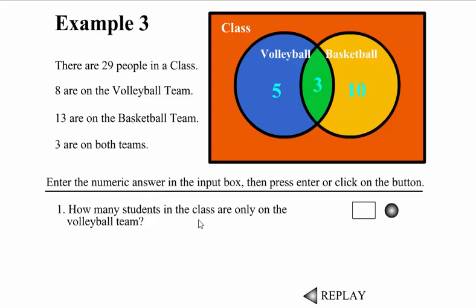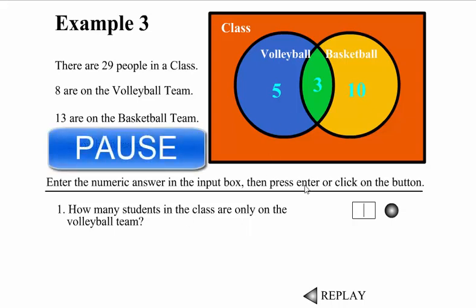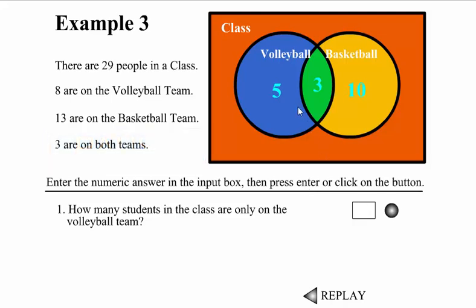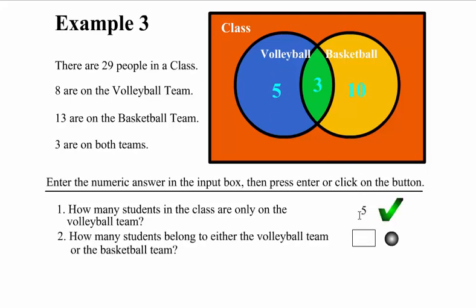So here, how many students in the class are only on the volleyball team? Well, we can see that there are 8 students playing volleyball. It says that is here as well. 3 of them happen to be playing basketball as well, and so there are 5 that are only on the volleyball team. How many students belong to either of the teams?